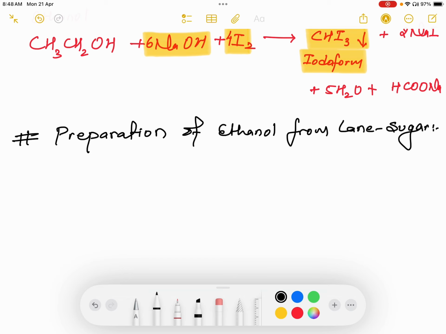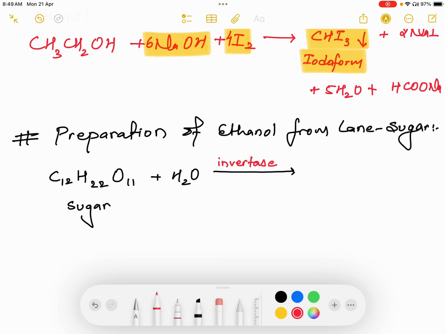So basically here we have cane sugar, C12H22O11. This is basically your cane sugar or sucrose. If it is treated with water and an enzyme known as invertase, it will give C6H12O6 and again C6H12O6. It will generally give a mixture of glucose and fructose.